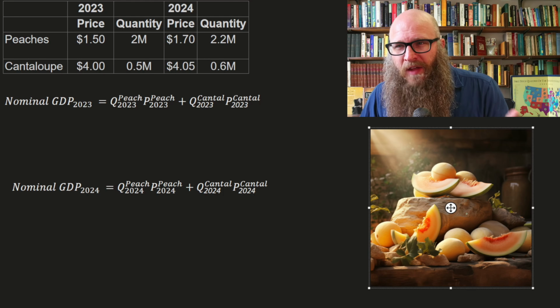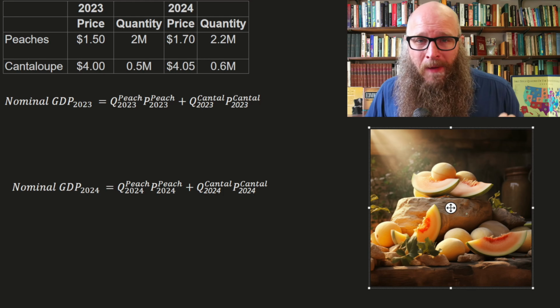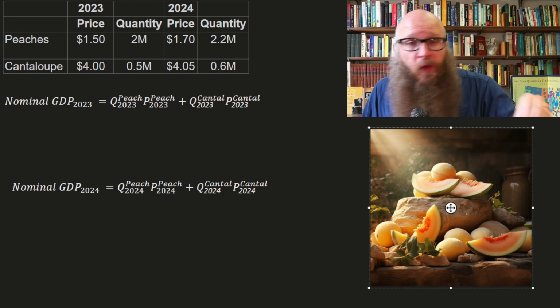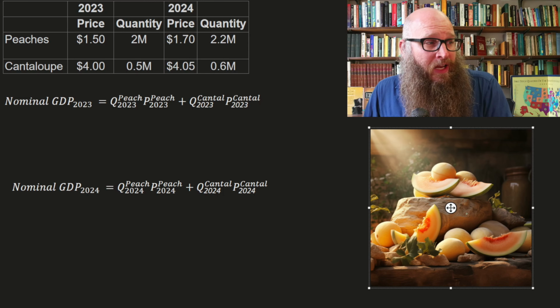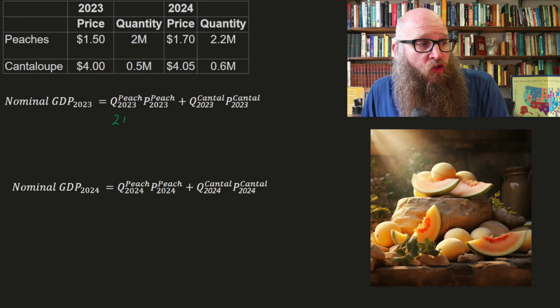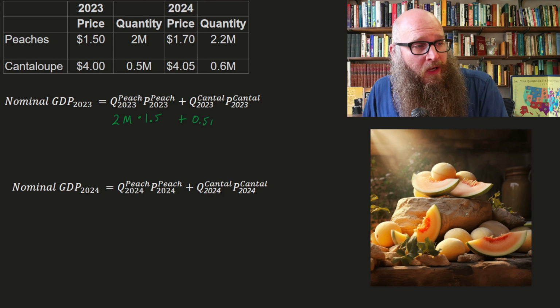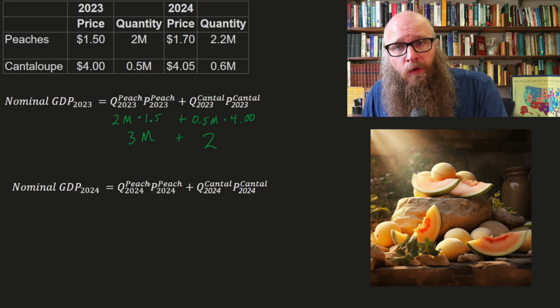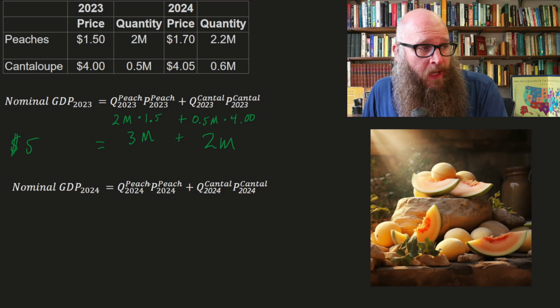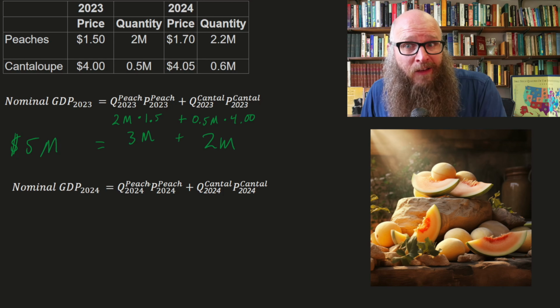We want to isolate just the quantity growth and keep any price changes flat. Let's do this with an example. We live in a fruit economy. We only produce peaches and cantaloupe. Here we have 2 years, along with their price and quantity pairs. Calculating GDP in 2023 means we need the quantity of peaches produced that year, 2 million, multiplied by their dollar price. We produced 500,000 cantaloupes, and the market price was $4 each. The total dollars spent on peaches is 3 million, and the total dollars spent on cantaloupe is 2 million. Add those up, and we get a nominal GDP in 2023 of $5 million.